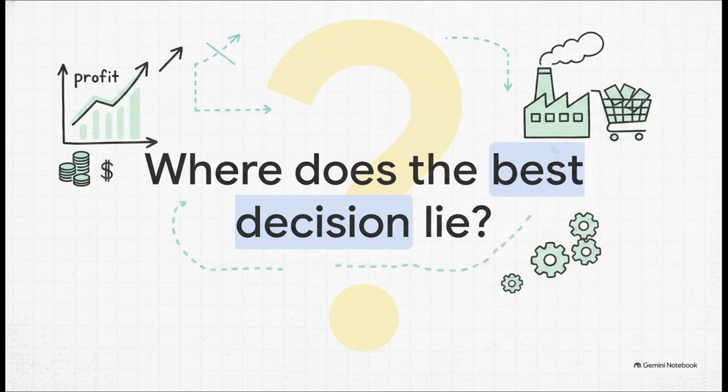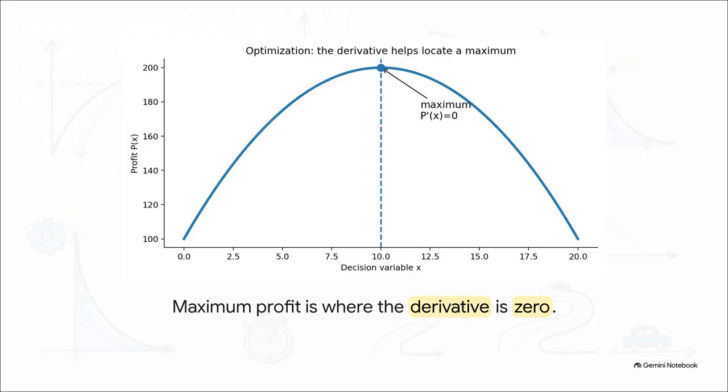Say you're a business owner trying to maximize your profits. How can you use this exact same invisible math to find the perfect price point or production level? Really, where exactly does the best decision lie? The answer becomes super clear when we look at optimization. The best decision usually lies exactly where growth stops. If you're looking at a profit model curve, you want to find the exact peak right before profit starts to decrease. You do this by finding where the derivative equals zero.